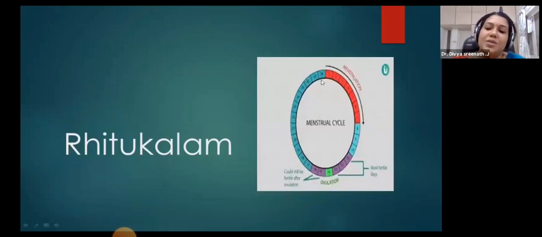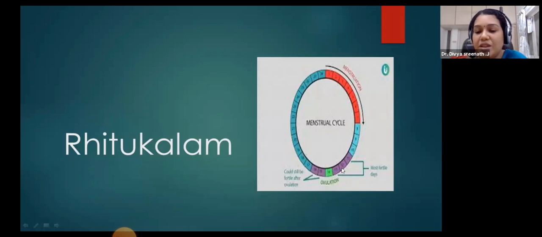So Ridukala is also considered as a menstrual cycle. In a menstrual cycle, in the first 5 to 7 days there will be menstruation. At that time, side by side, a regeneration procedure will also be happening in the endometrial layer. After that, there will be development of the follicle, and this period is the fertile window. This is the period in which there is a maximum chance of getting pregnant. That is known as the fertile window.